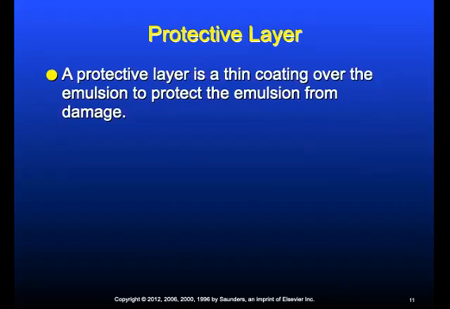A protective layer is a thin coating over the emulsion to protect the emulsion from damage. It protects the emulsion surface from manipulation during which times we're going to process the image. So when we're taking the film out of the package and handling it kind of rough, this is what protects it from damage.